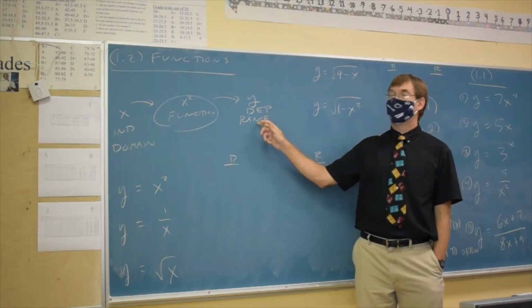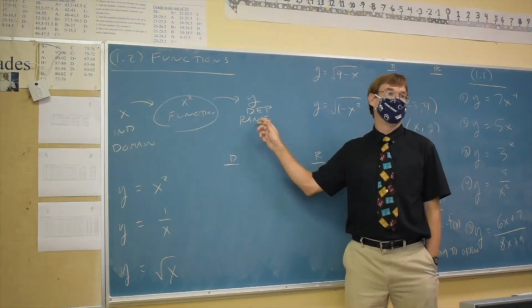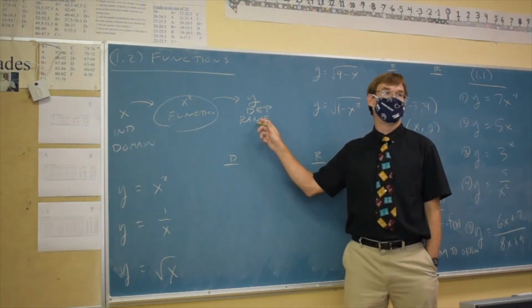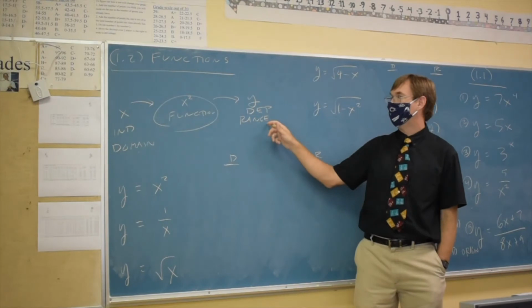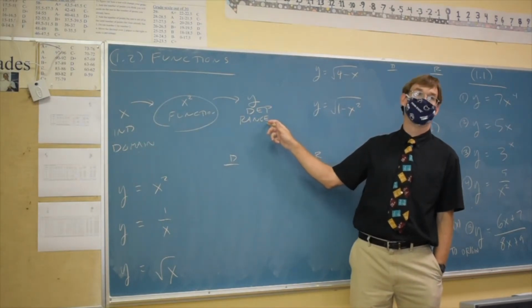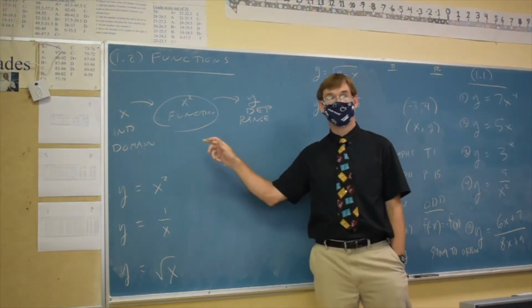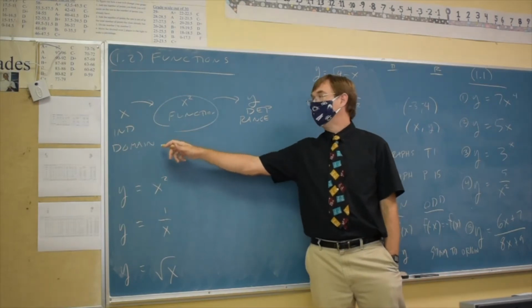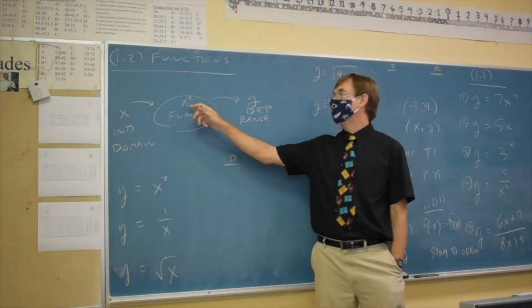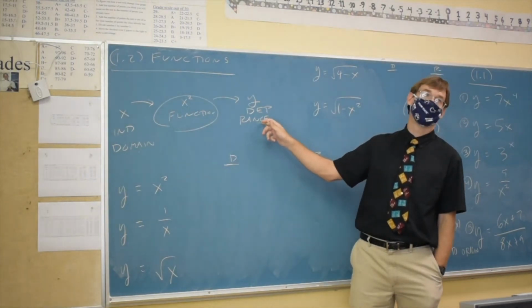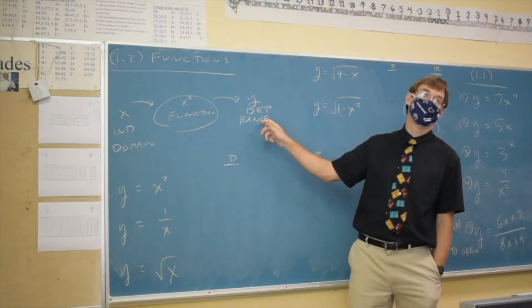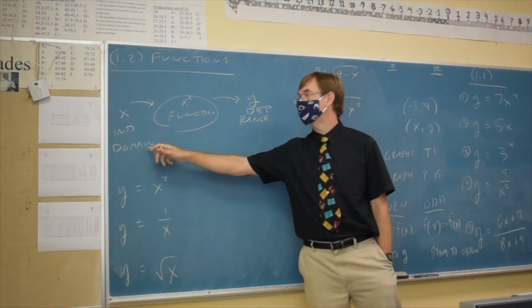Could 9 be in the range? Could you get 9 out? Yes. If you put 3 in. Could negative 9 be part of the range? No. Why? Because a negative times a negative is a positive. Yeah, there's no way you can square any number and get a negative out. Could 0 be part of the range? Yes. If you put 0 in.